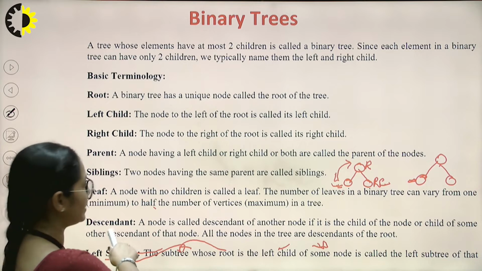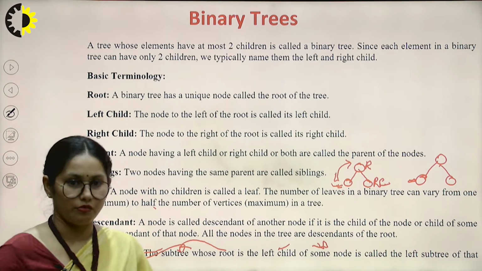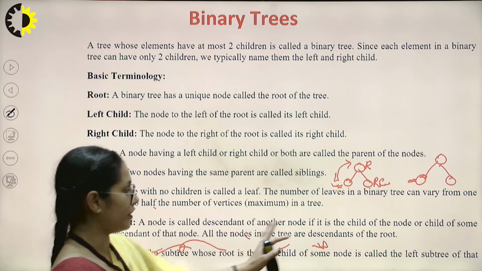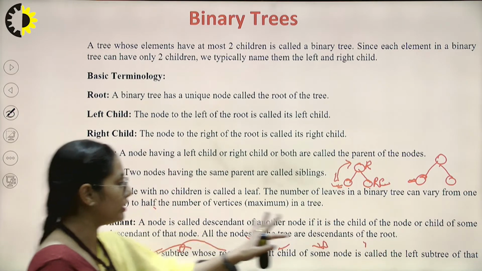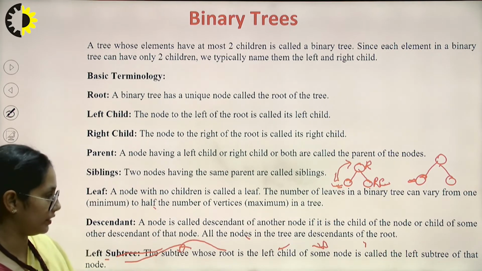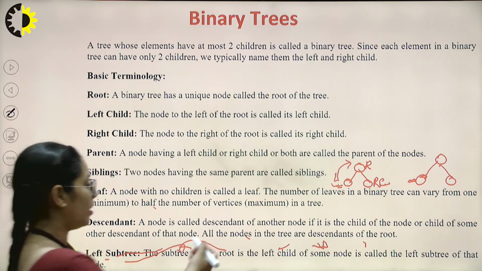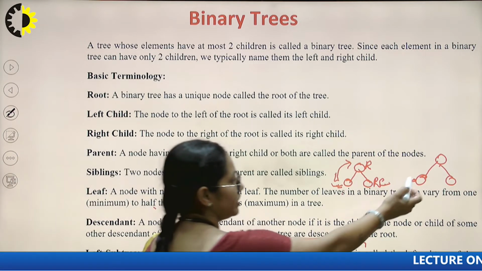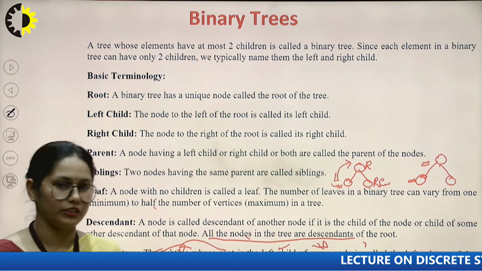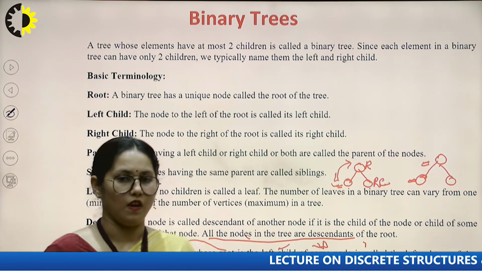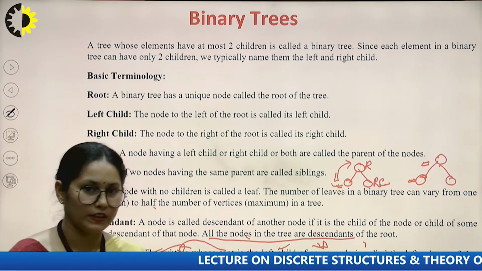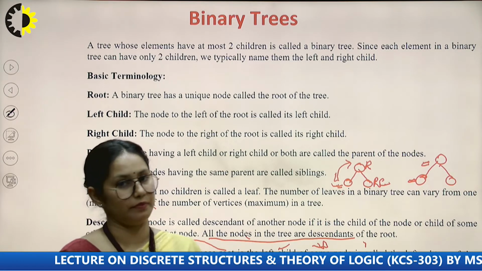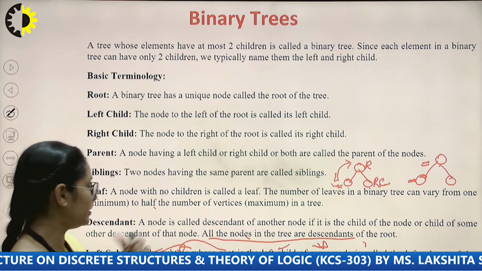Now, what is a descendant? A node is known as a descendant of another node if it is a child of that node or a child of some other descendant. Basically, all the nodes in the tree are descendants of the root. It means if there is a root node and the others are its children, whether internal nodes or leaf nodes, all these internal nodes and leaf nodes are the descendants of that particular root node. So, those are known as descendant nodes.